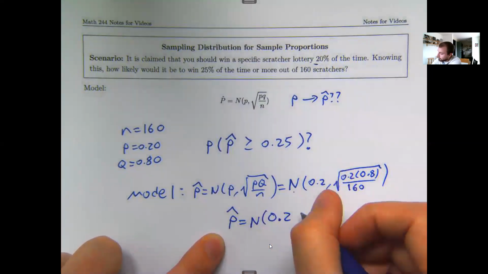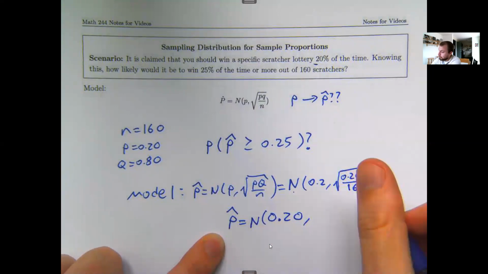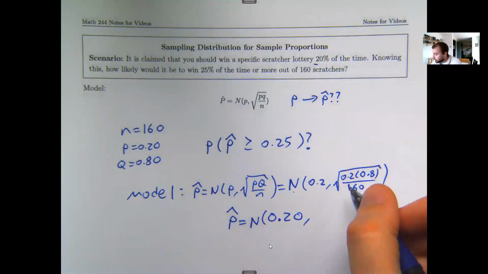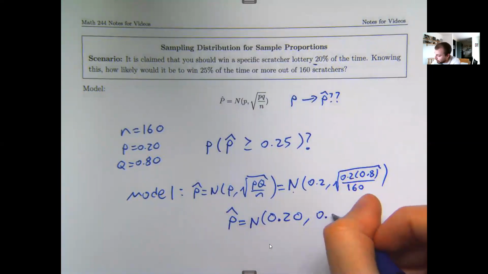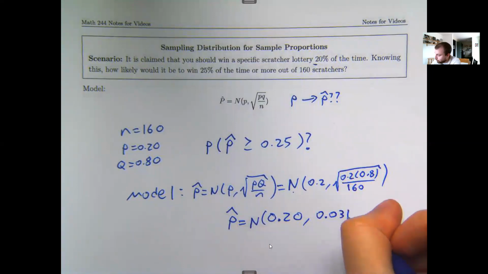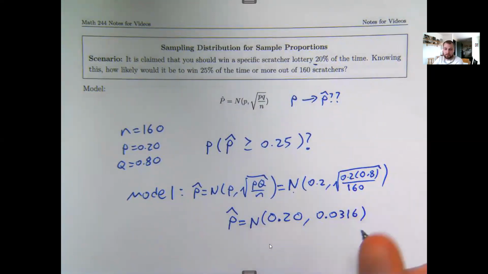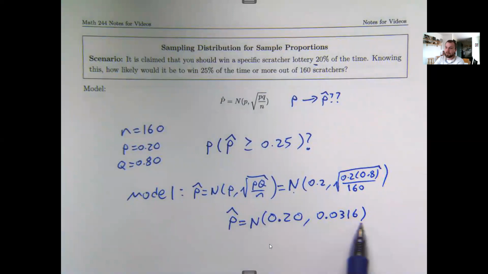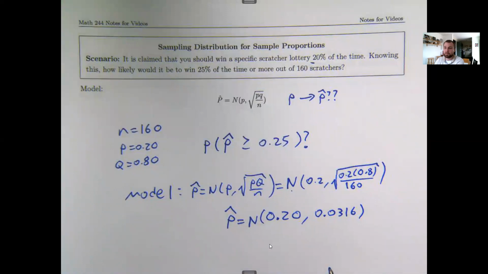Now, center is 0.2 or 0.20. The standard deviation, if I type this into my calculator, is about 0.0316 or so. When you're writing out the standard deviation, you might want to have a couple more decimals than you're used to, because think about moving the decimal 2 places over to make that a percentage. 3.16 is your standard deviation, 3.16%.